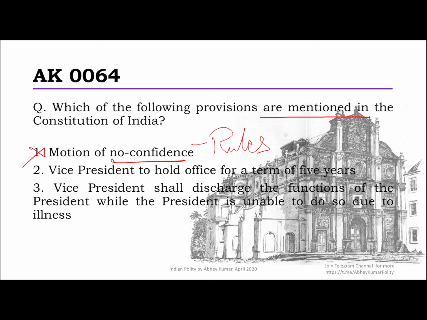Second, vice president to hold office for a term of 5 years. This is absolutely mentioned. If you want, you can read Article 67, where it says that the vice president shall hold office for a term of 5 years from the date on which he enters upon his office. Third statement says vice president shall discharge the functions of the president while the president is unable to do so due to illness. Absolutely correct. And this is pretty much the reason why the vice president's office has also been conceived. You might like to go through Article 65 quickly on that issue. So the correct answer here should be second and third statements.